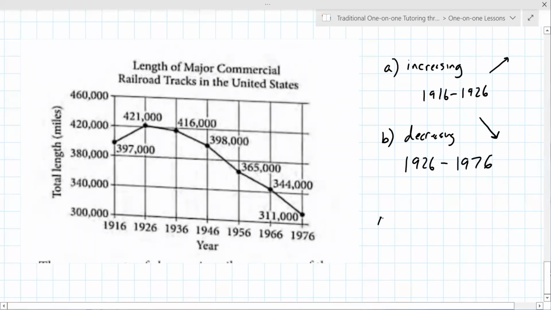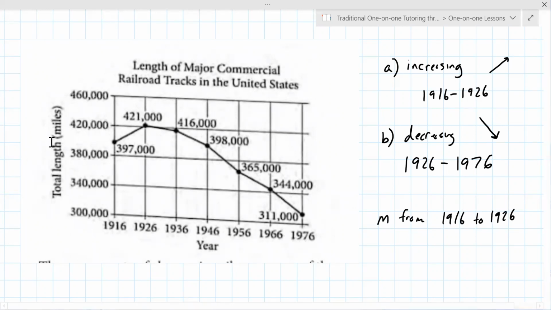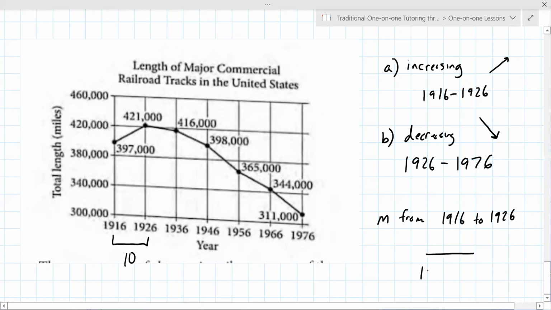I want you to find the slope from 1916 to 1926. Now try not to get overwhelmed by the size of the numbers and the years. 1916 to 1926 is 10 years. On the bottom, it's the 1926 minus the 1916, but it's really 10. And the numerator, do the same thing. But again, try not to focus on all the zeros. It's 421 minus 397, but you're going to have some zeros at the end. So go ahead and figure that out for us, please.